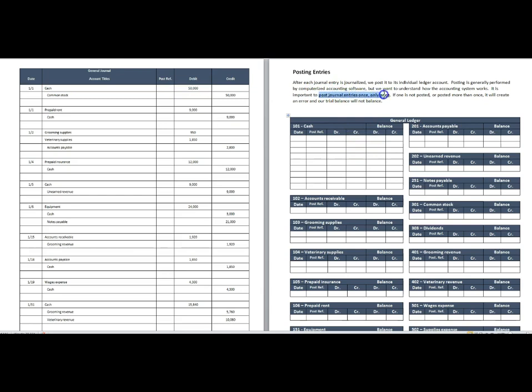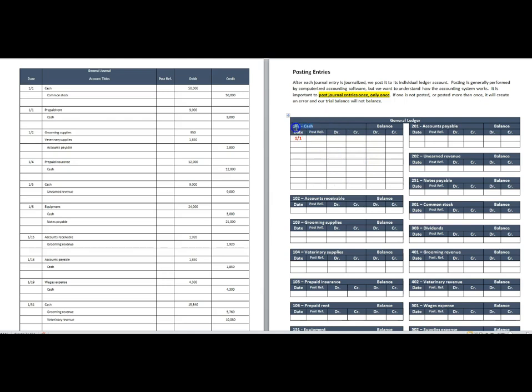It's very important here that we post journal entries once and only once. Depends how you're doing this, but I would mark a transaction some way to indicate that you posted it. So let's start with the first one. Cash was debited for $50,000. So we're going to go to the cash account. We can put the date as 1/1. And we want to debit the account for $50,000.